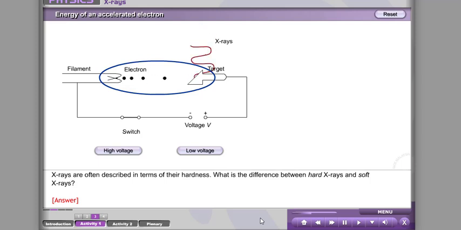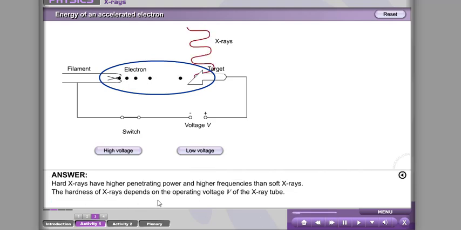X-rays are often described in terms of their hardness. What is the difference between hard X-rays and soft X-rays? Answer: hard X-rays have higher penetrating power and higher frequencies than soft X-rays. The hardness of X-rays depends on the operating voltage V of the X-ray tube.